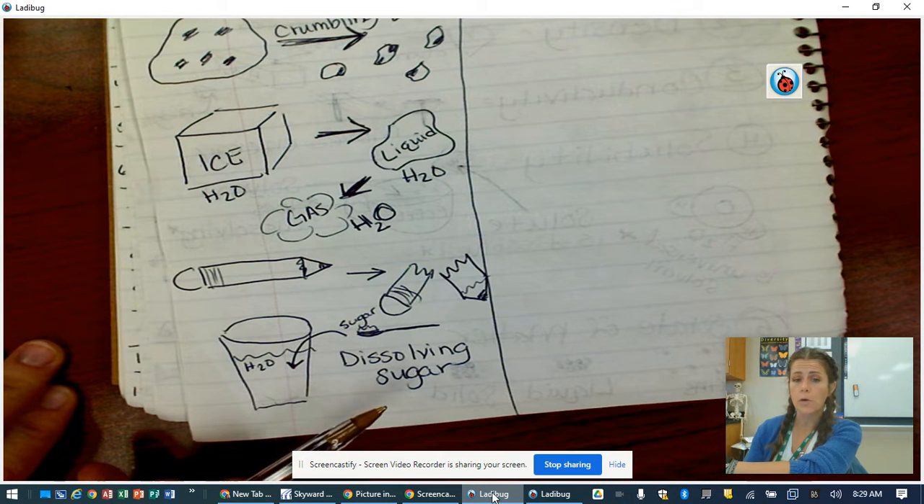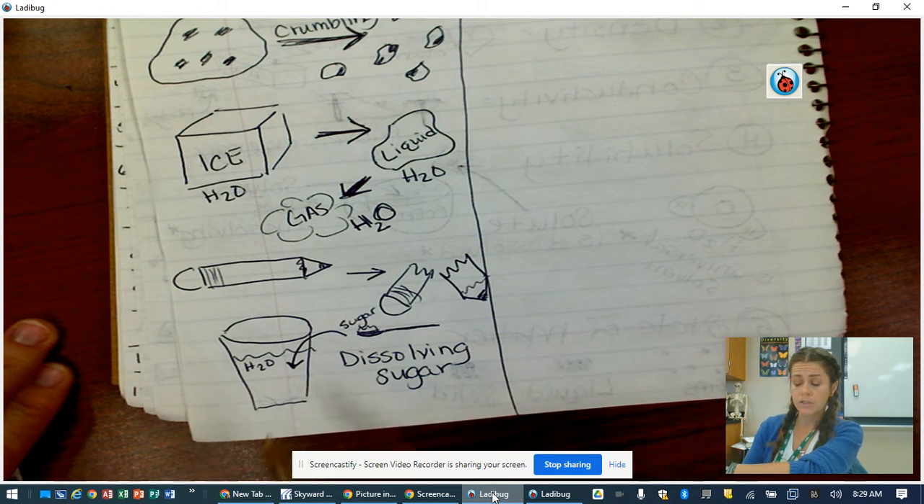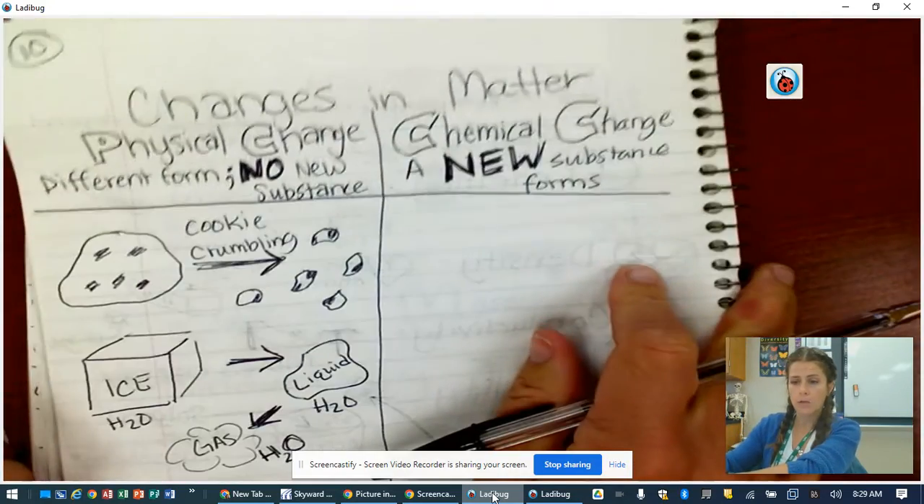Okay, so we know that dissolving or solubility is a physical property. And so when something dissolves, it does not change its chemical formula or its makeup. All right, let's talk about chemical change.